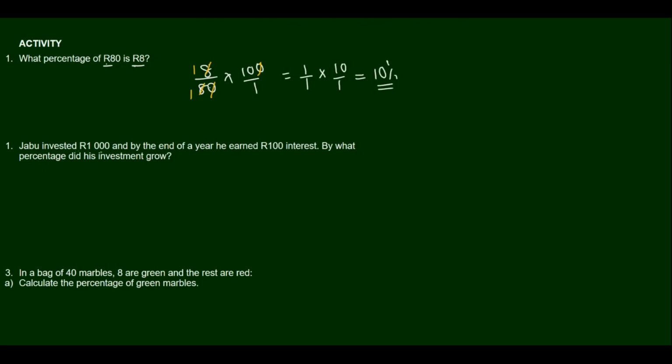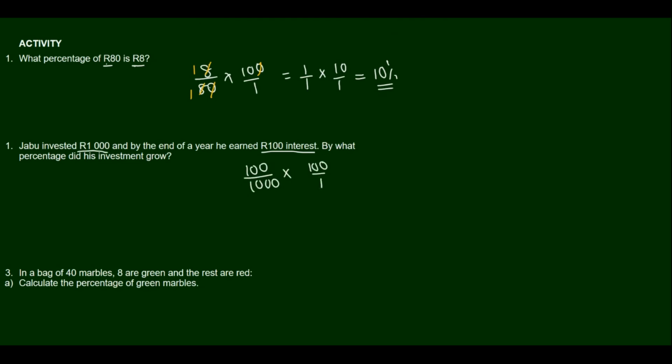Jabu invested 1,000 rand, and by the end of a year, he earned 100 rand interest. By what percentage did his investment grow? So his investment grew by 100 rand. Okay, it means it increased by 100 rand. So what is this 100 rand as a percentage of 1,000? So it's 100 rand over 1,000, then times 100 over 1.